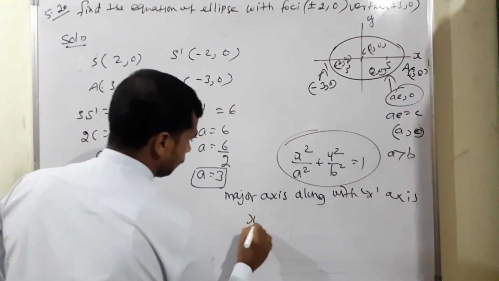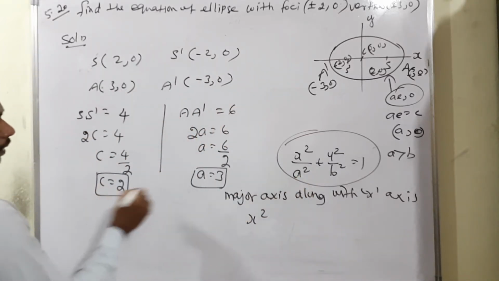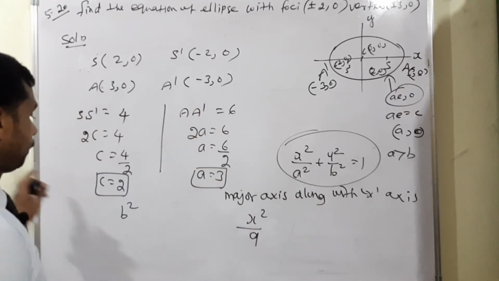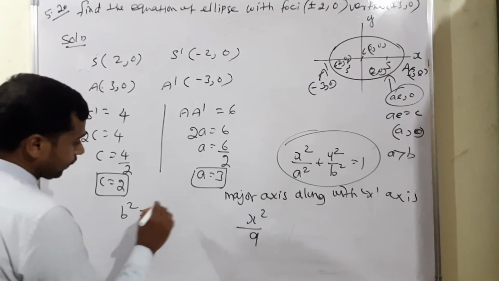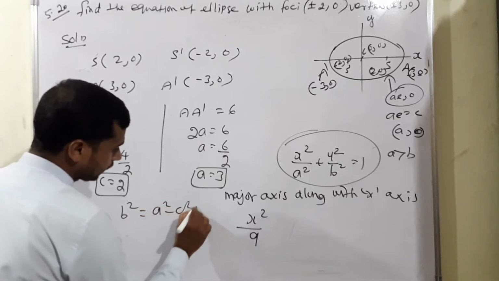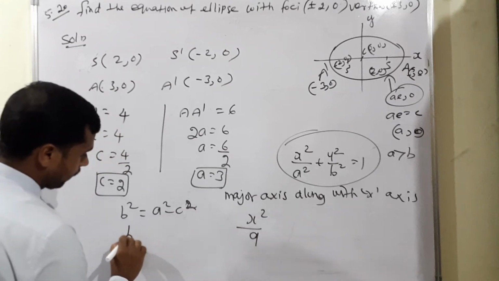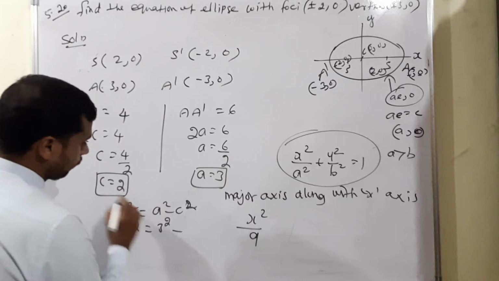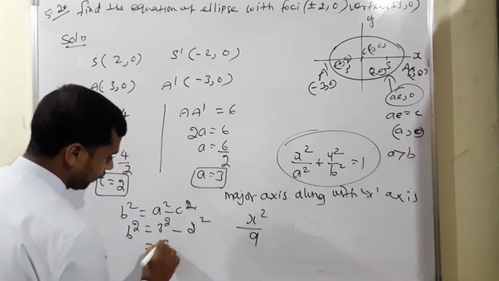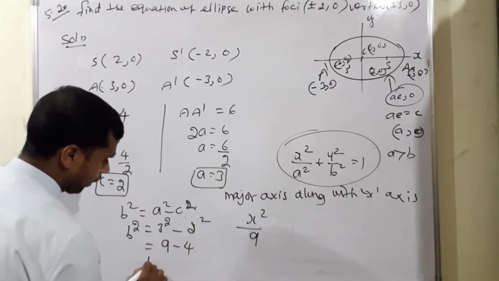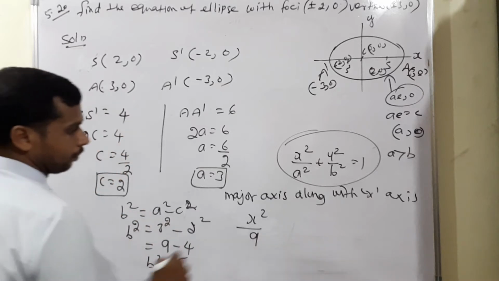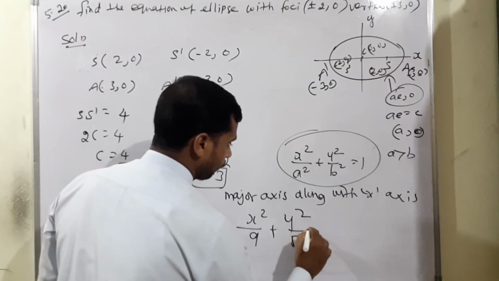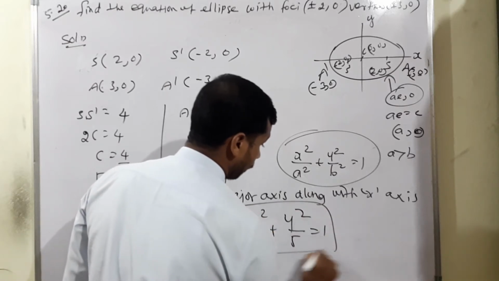Therefore, a is equal to 3, and 3 square we can write as 9. Then we need to find b square. B square is a square minus c square. So b square is equal to 3 square minus 2 square. 3 square is 9, 2 square is 4. Therefore, b square is equal to 5. Therefore, x square divided by 9 plus y square divided by 5 is equal to 1. This is our required equation of the ellipse.